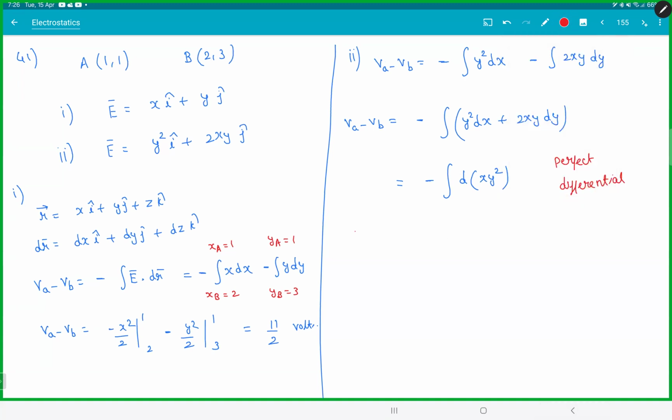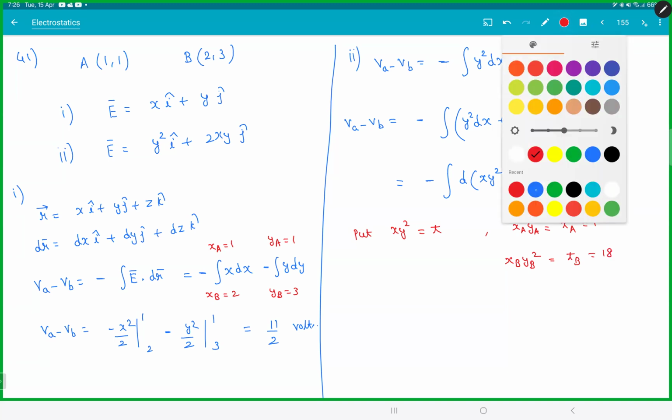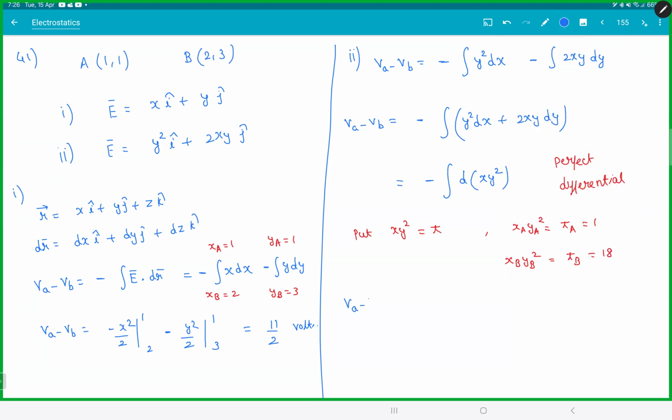Then how do we do this? So we can just take x y square and put it as a new term t. So at A, x y square is Ta, which is 1, and at B, x y square is 2 into 9, that will be 18. So the integration becomes VA minus VB is integral minus dt. Limits will go from Tb, which is 18, to Ta, which is 1. This is 17 volts. This is how you integrate these kinds of functions.